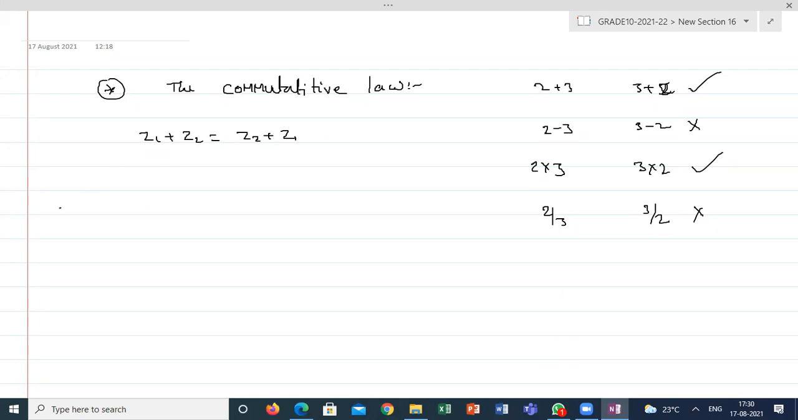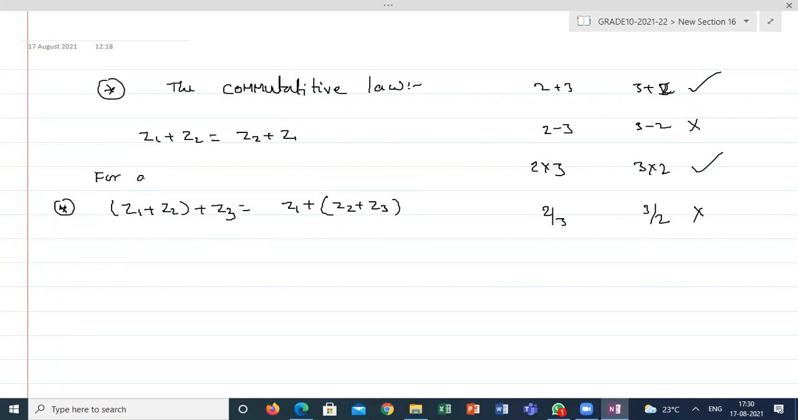Associative law. What is the meaning of associative law? Same as commutative, but with three numbers. If I am having three complex numbers, I am adding Z1 plus Z2, after that I am adding with Z3, which is equal to adding Z2 plus Z3, after that I am adding with Z1. Both are the same. So this is called associative law.